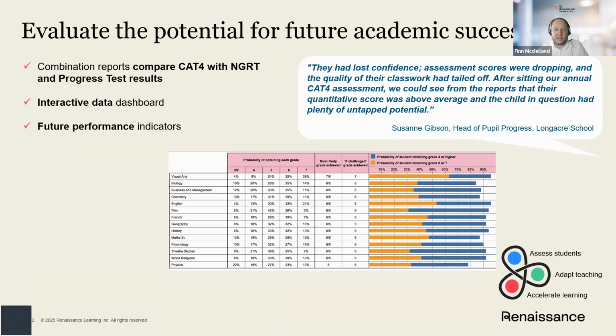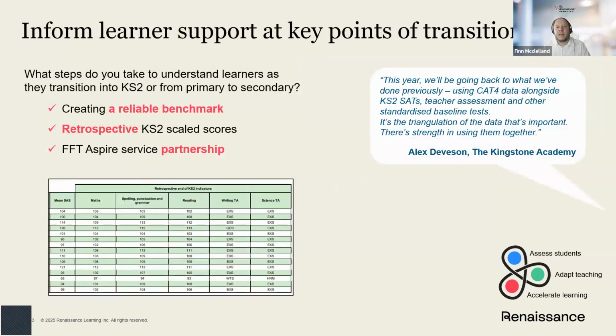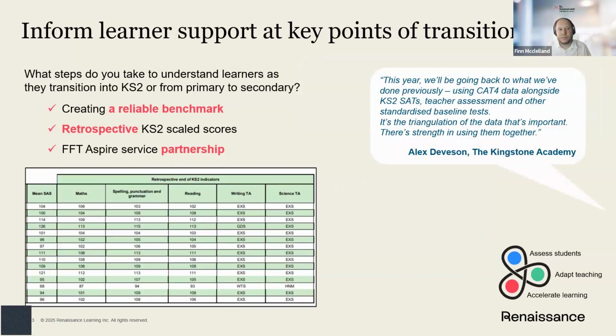Future performance indicators, again, crucial when transitioning from primary to secondary. Teachers are empowered to set those aspirational goals for every student, whilst being confident in a reliable baseline from which to plan the early data-informed teaching and learning decisions. And again, we also offer retrospective Key Stage 2 scaled scores. So if your students are arriving into year 7 at the beginning of secondary school and you don't have any of that sort of data, CAT4 can provide that for you.